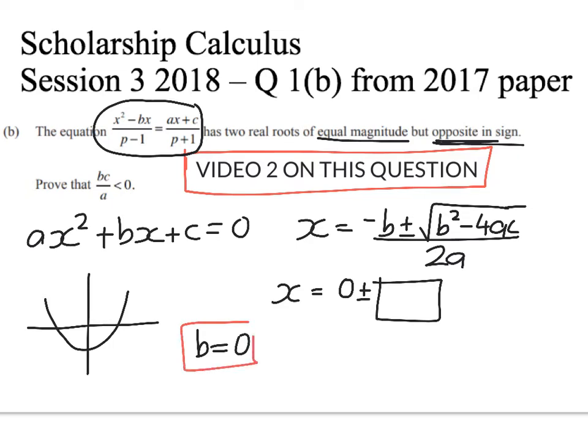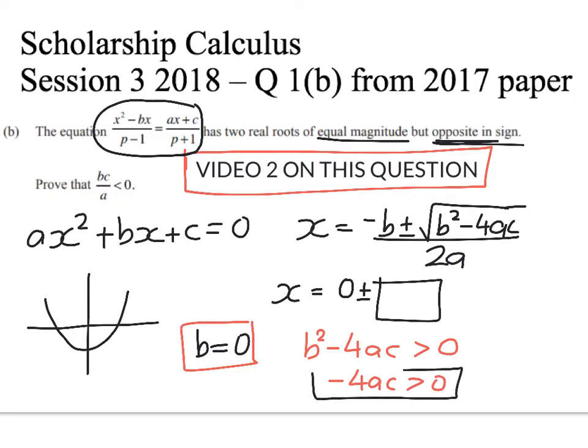So we're going to start off by working with this. And the second thing we know is that because we've got two real roots, the discriminant, b squared minus 4ac, must be strictly positive. But since b is 0, we must have negative 4ac is strictly positive. So what we're going to do now is rearrange the quadratic and then work with those two conditions. And our goal is to prove that bc over a is strictly negative.